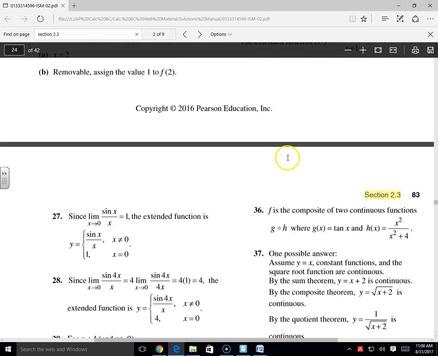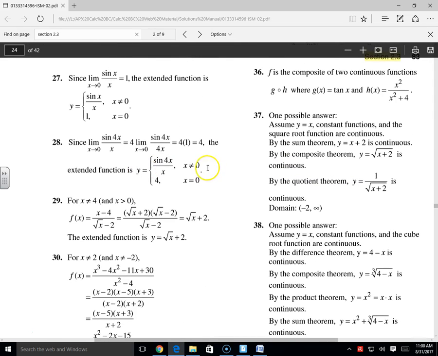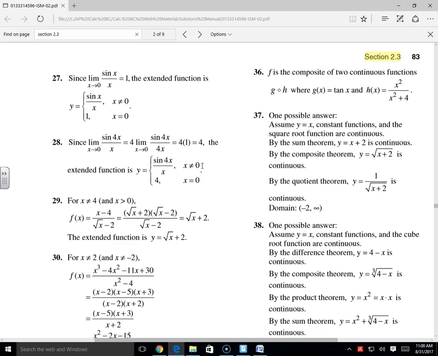Number next one? The extended function. Oh, that's the name of it, extended function. I couldn't remember it yesterday. The extended function, sine of 4x over x, but then if you take the limit is 4. So if you assign the value to be 4, then you have filled the hole. You have made it continuous. Good? Yeah.